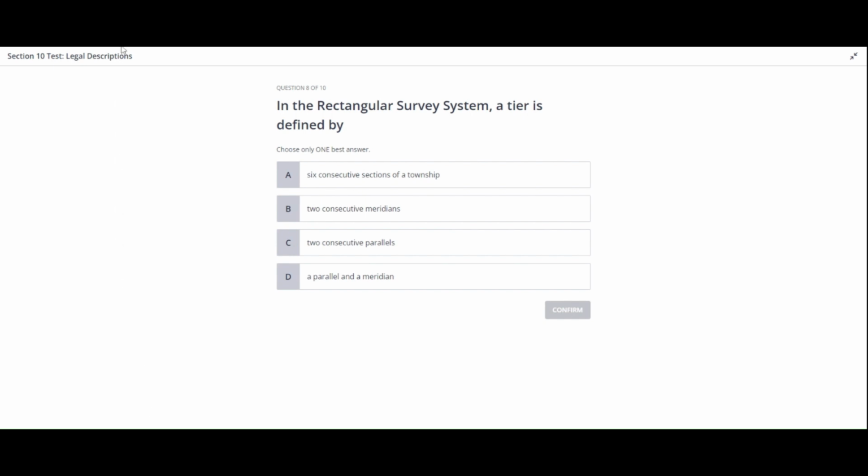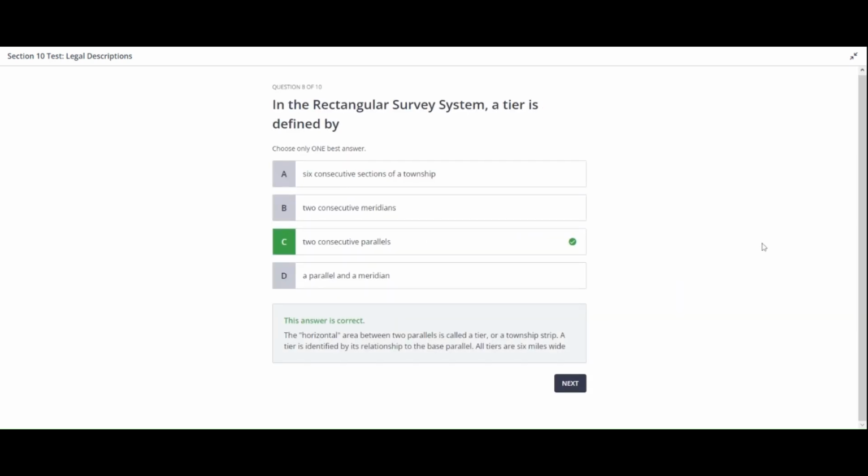Okay, the correct answer for this question is option C, 2 consecutive parallels. The horizontal area between 2 parallels is called a tier, or a township strip, and it is identified by its relationship to the base parallel. All tiers are 6 miles wide.